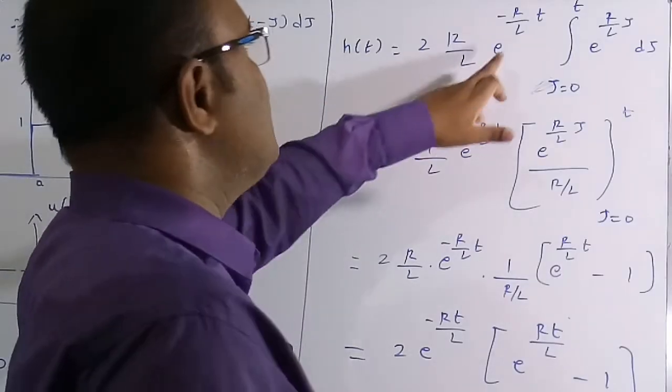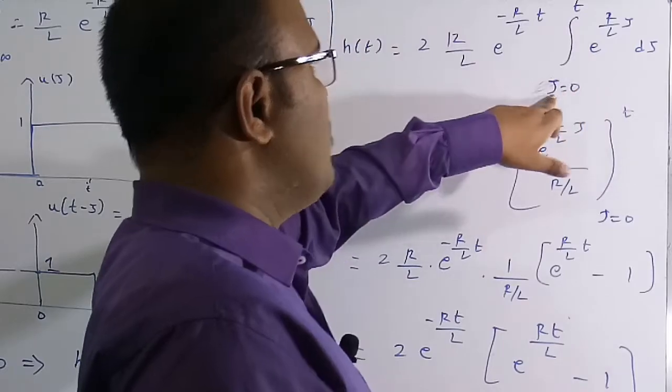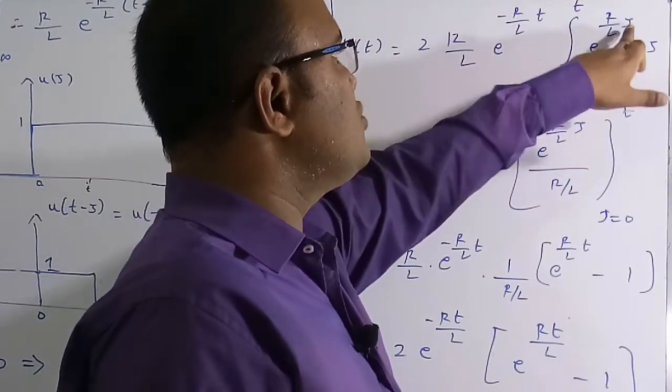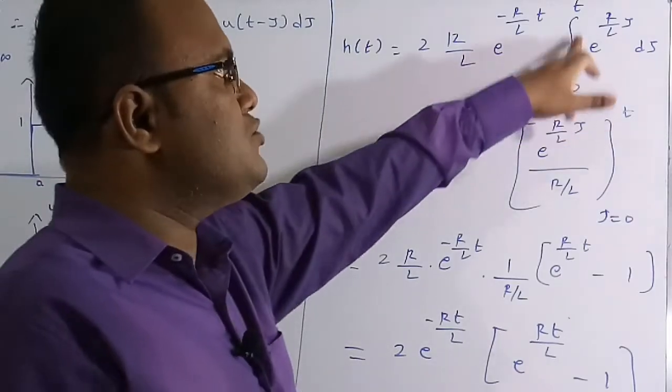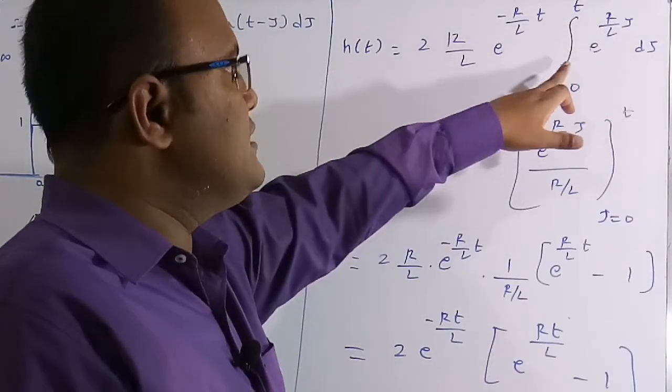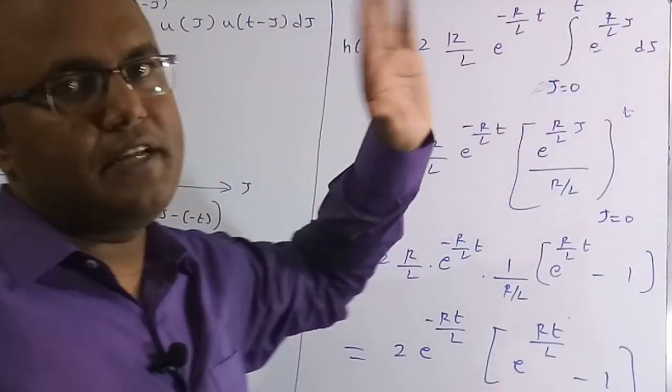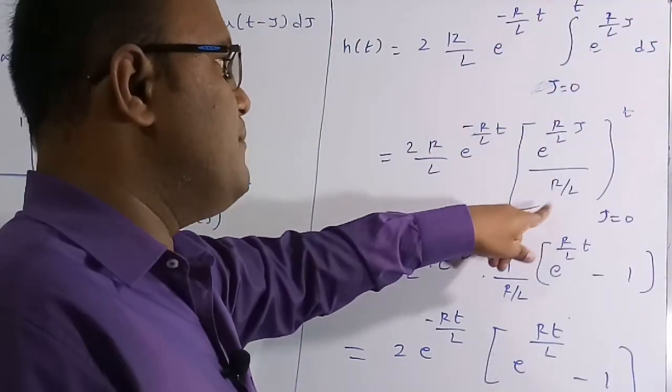So 2 into r by l e to the power of minus rl by t, integration tau equal to 0 to t e to the power of r by l tau d tau. In this fashion also I have written. So now I need to do integration for this signal. Integration of e to the power of at is nothing but e to the power of at by a. So by using that formula I have written here.